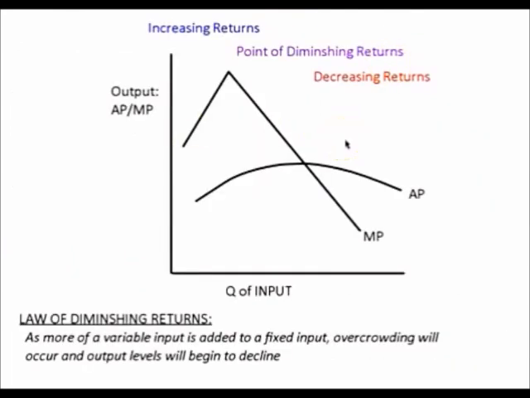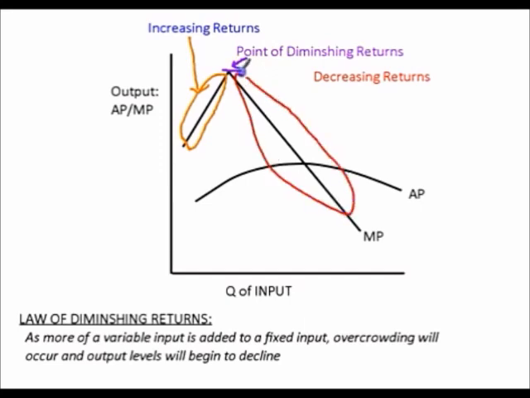A couple terms we have to be aware of. First of all, the area of increasing returns is the area in which the marginal product is rising. The point of diminishing returns is the apex of marginal product. When we reach that output level, that is the point of diminishing returns. Beyond the point of diminishing returns, when marginal product is decreasing, that's what we call the area of decreasing returns. Those are three vocabulary words you need to understand.